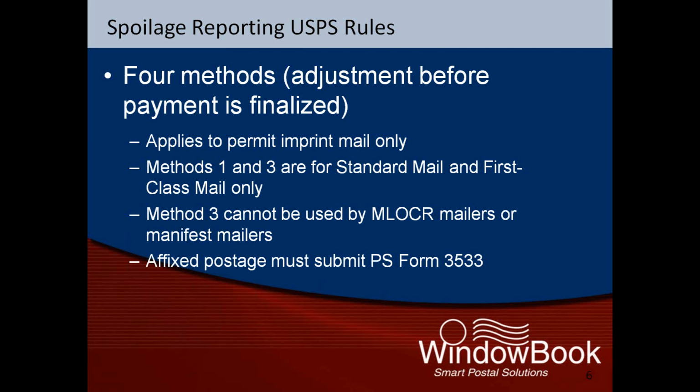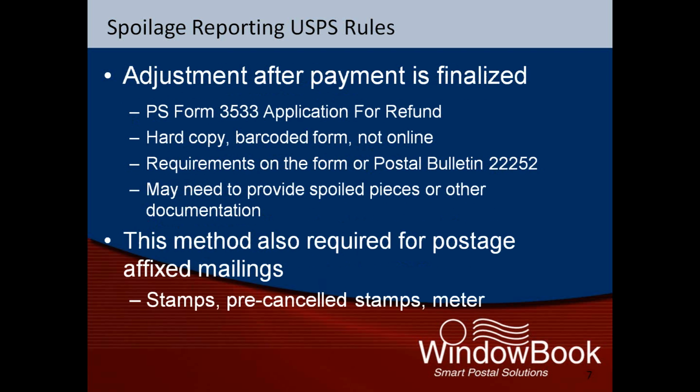The 4 methods listed in the guide apply only to permit imprint mail. Mailers using affixed postage, such as stamps, pre-canceled stamps, or meter postage, must use the manual method of submitting a refund request using Postal Service Form 3533. Methods 1 and 3, which we'll go over in a minute, can be used for standard mail or first-class mail only. Method 3 cannot be used by MLOCR mailers or manifest mailers. And in a moment, we'll discuss each of these methods individually.